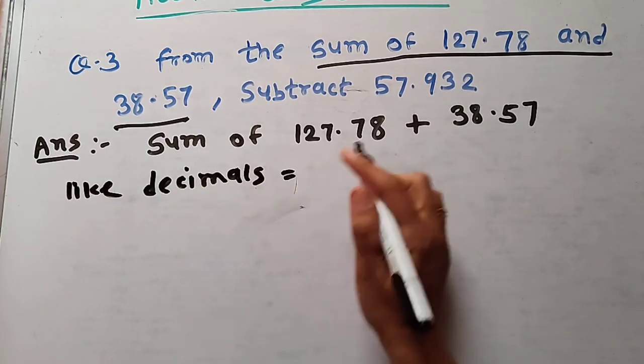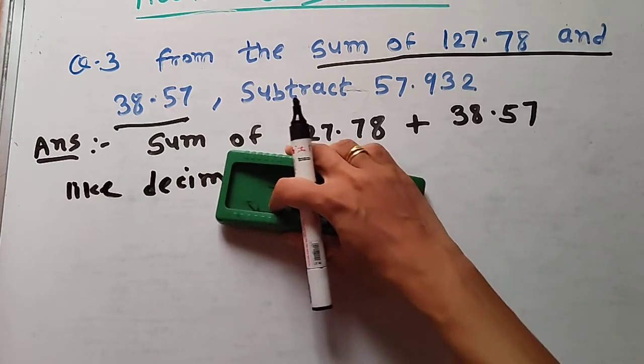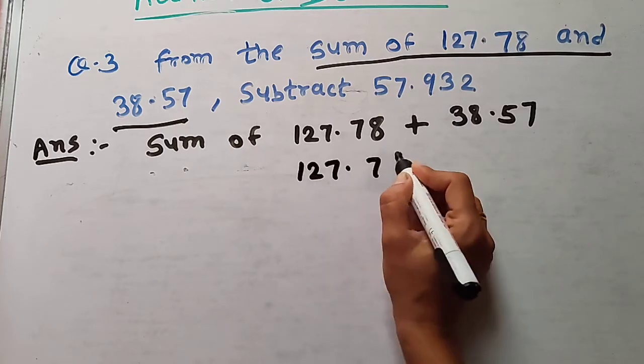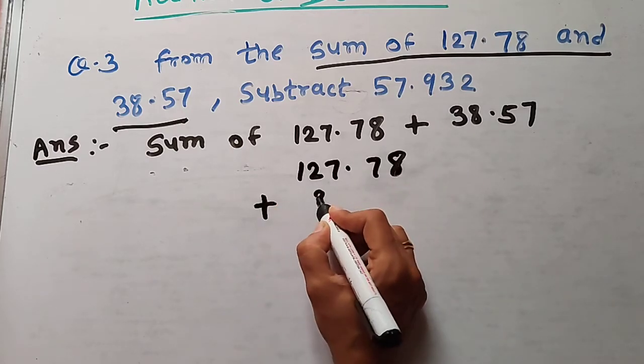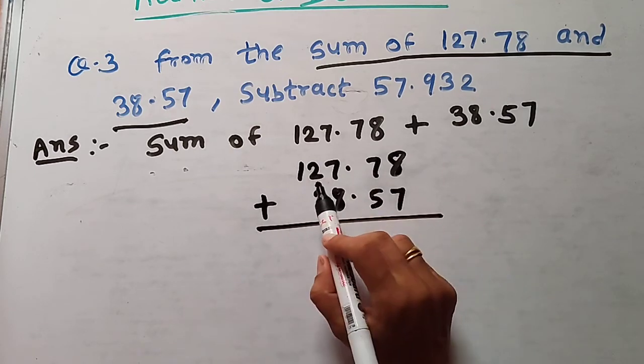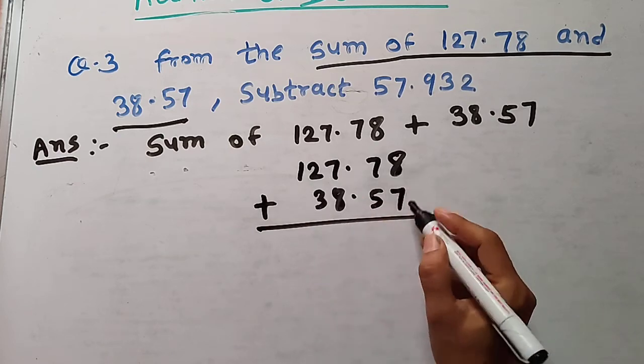So what is after the decimal point? Here are 2 digits and here again 2 digits. So there is no need to make them like decimals. You directly add these 2 decimal numbers, 38.57. Remember these places: this is the hundredths place, here is the tens place. So write the number properly.